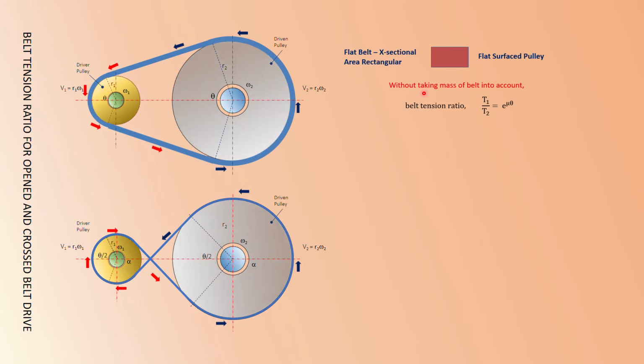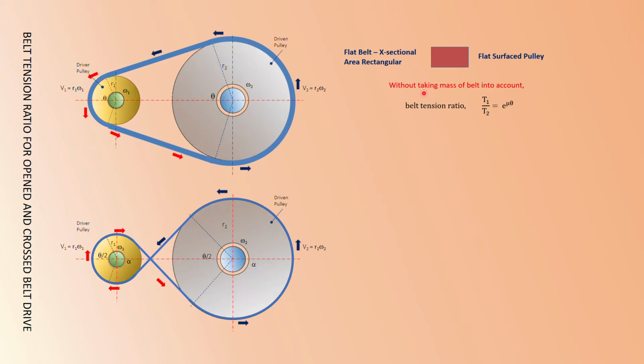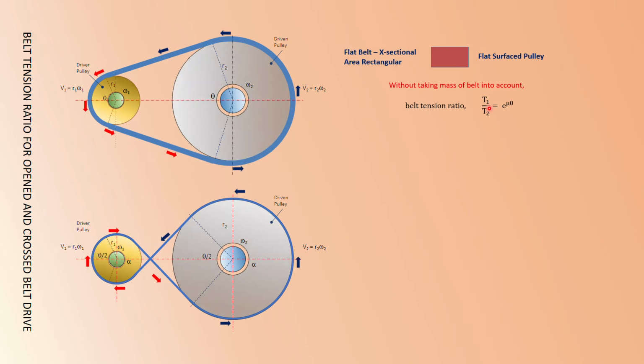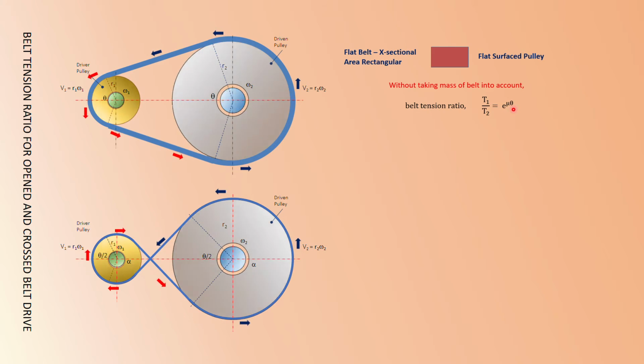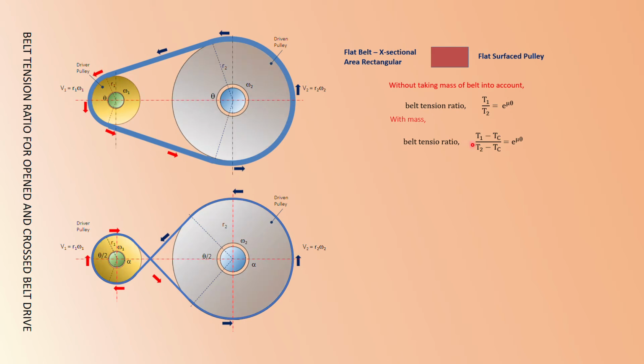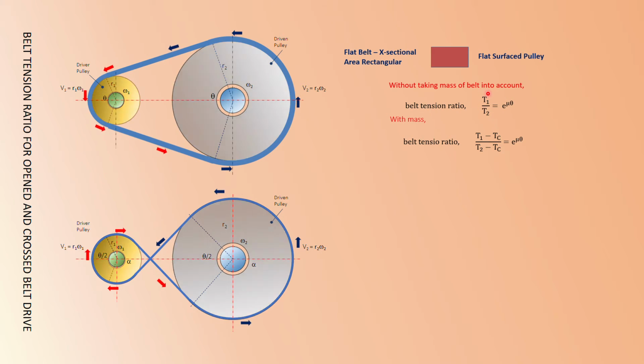The pulley usually is a flat surface pulley. So if, let's say, for example, you are not taking mass of belt into account, then your belt tension ratio between the tight side and the slack side, T1 is the tight side tension, T2 is the slack side tension, will be equal to exponential mu theta, where mu is the coefficient of friction and theta is the angle of lap. With mass, then you have to take TC into account. Then the formula for the belt tension ratio changes from this to this.